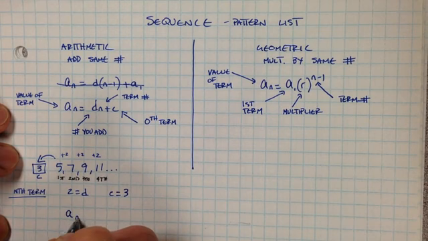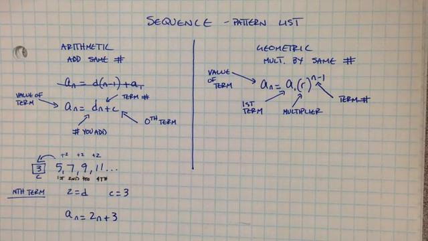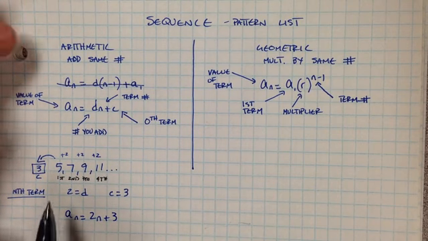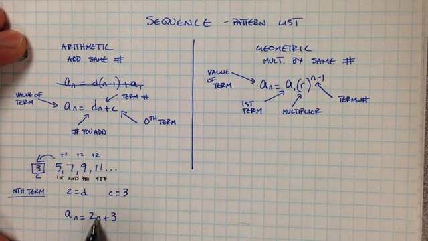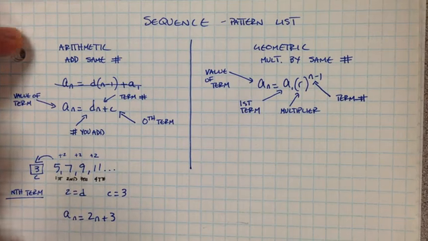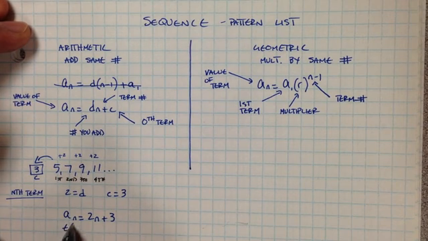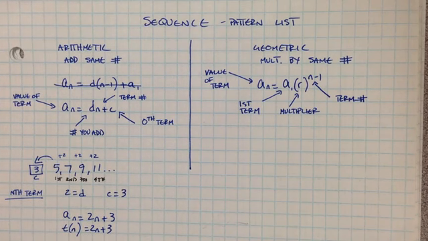Now we can go right ahead and we can write our rule. A sub n equals 2n plus 3. That rule expresses this list. So if we were to plug in 1 for the term number, 2 times 1 is 2 plus 3 is 5, the value of that. If we plug in a 2, 4 plus 3 is 7, the value of that term. We could find any term in this list. Some people express this as t of n, and those two things are synonymous with each other.